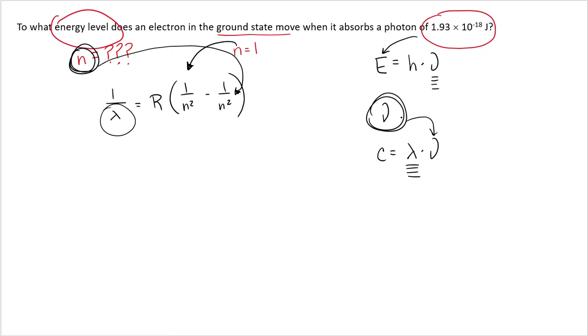I would solve for the frequency, put the frequency into c equals lambda nu, and solve for the wavelength. That wavelength goes into the Rydberg equation: 1 divided by the wavelength is equal to the Rydberg constant times 1 over 1 squared, because ground state means n equals 1, minus 1 over n squared. That would be the variable you're solving for. So here are just a few examples of different kinds of Rydberg-type questions that can be asked.